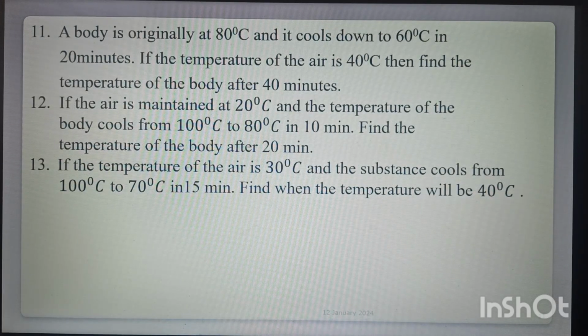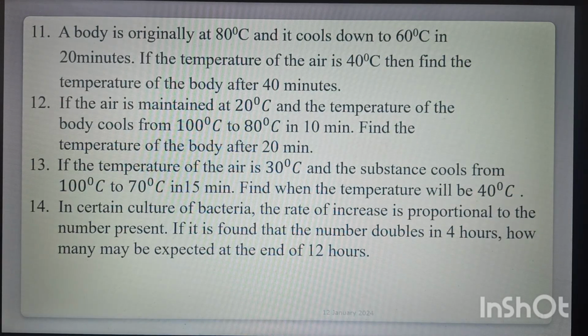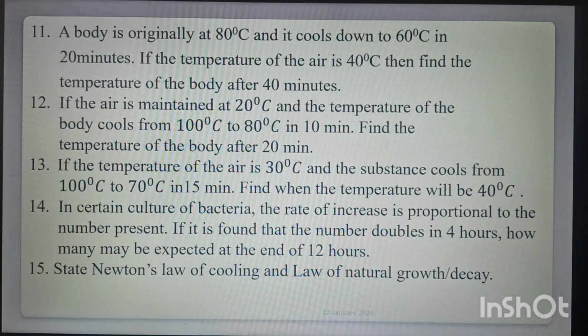Okay. Next one. In a certain culture of bacteria, the rate of increase is proportional to the number present. If it is found that the number doubles in 4 hours, how many may be expected at the end of 12 hours? And by using the law of natural growth. Okay? So this is the 15th one.